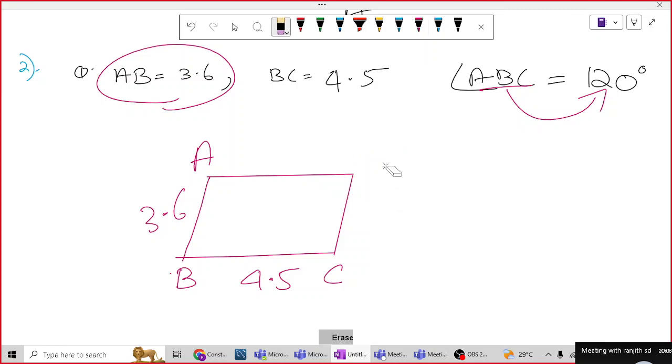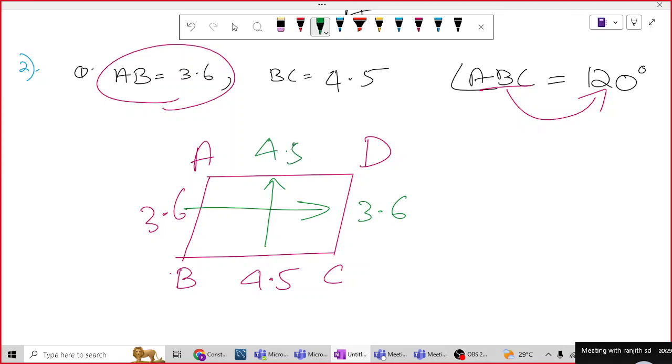So D is missing. I'll write D here. In a parallelogram, according to the concept of parallelogram, opposite sides are equal. We studied this. I taught you opposite sides. If this is 3.6, what about the opposite? 3.6. If BC is 4.5, the opposite value AD is 4.5.